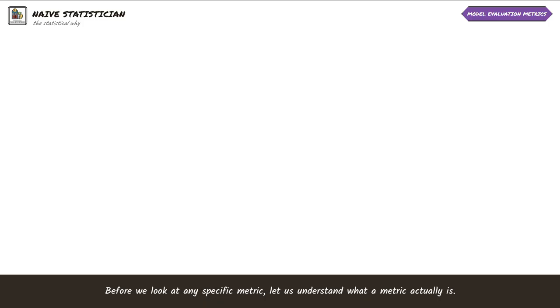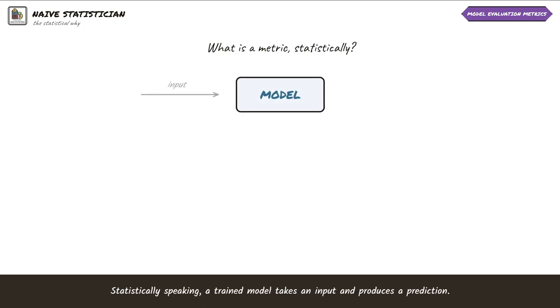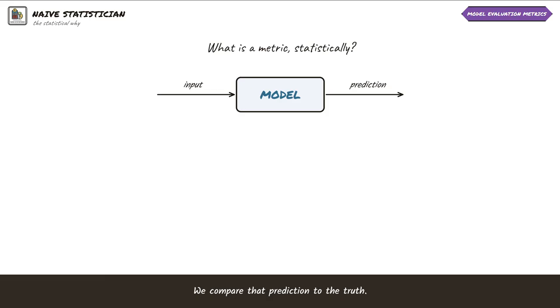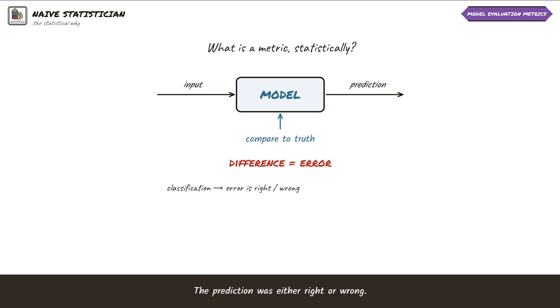Now let us begin. Before we look at any specific metric, let us understand what a metric actually is. Statistically speaking, a trained model takes an input and produces a prediction. We compare that prediction to the truth. The difference between the two is an error. For a classification model, the error is binary. The prediction was either right or wrong. For a regression model, the error is a number. The prediction was off by some amount.